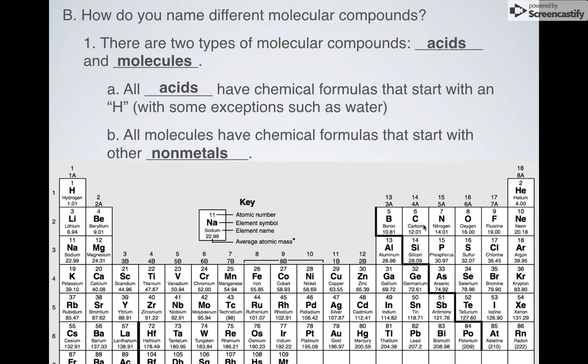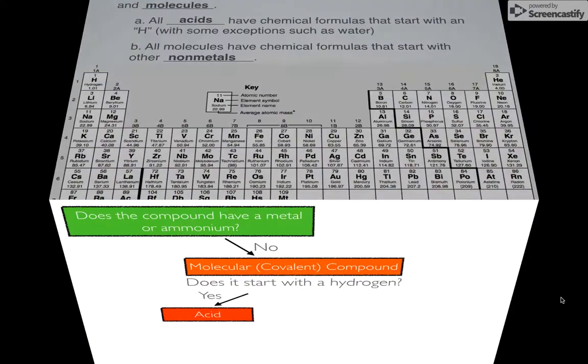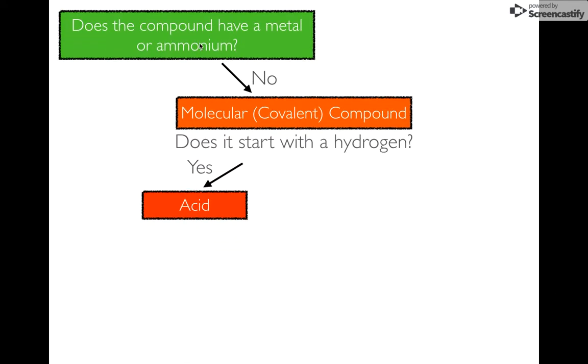All molecules have nonmetals in them and only nonmetals in them. So if you see nonmetals, which in case you forgot are found over here, and then hydrogen also, that would mean that you are looking at a molecule. Naming acids, you don't have to worry about that until second semester. But for now, all we care about are naming molecules. So does the compound have a metal in it or ammonium?